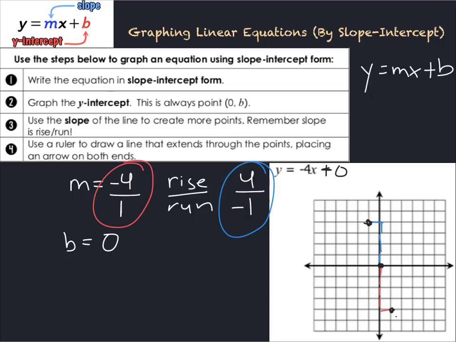Then this will be continuous. So we would just go ahead and draw as straight a line as possible. And that would be your linear function, and that would be your graph.